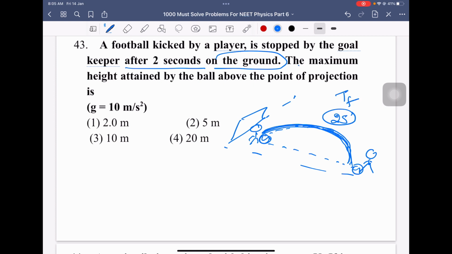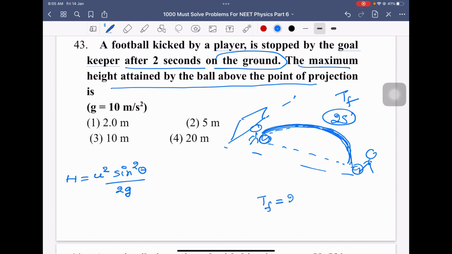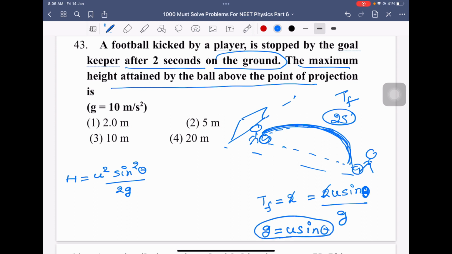The maximum height attained by the ball above the point of projection is to be calculated. What is the formula for maximum height? u square sine square theta divided by 2g. What is given? Time of flight is given. Time of flight equal to 2 seconds is equal to 2u sine theta divided by g. So 2 gets cancelled. This means g equals u sine theta. From this hint, we can conclude that g equals u sine theta.